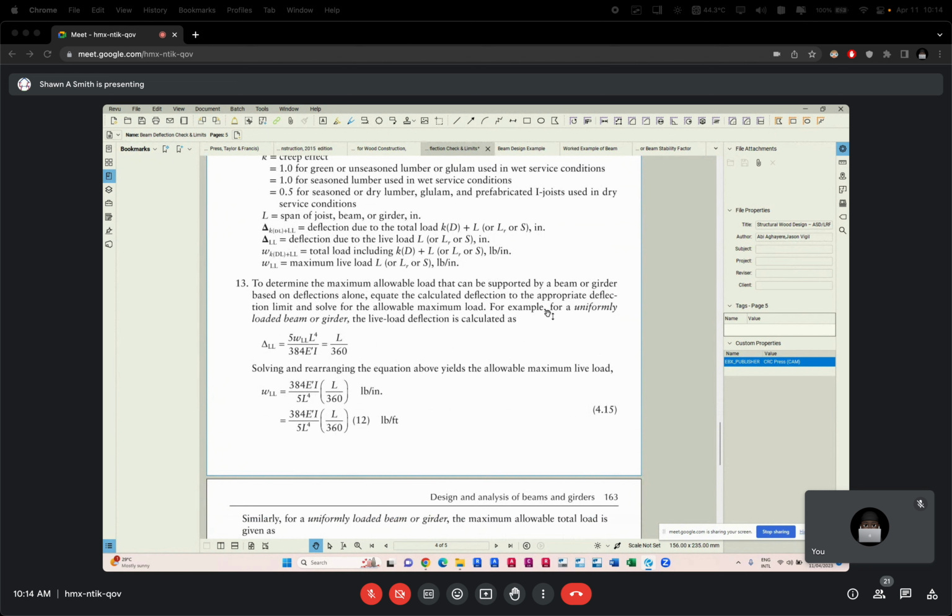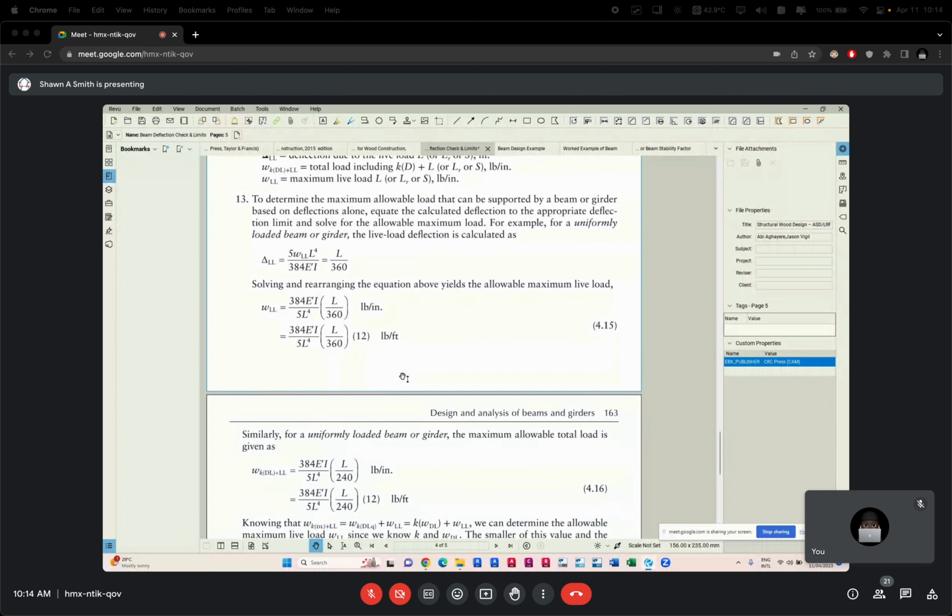So we can actually use deflection. We can actually have a beam geometry already: the length of a beam, the size of a beam, and we can use the deflection criteria to calculate the maximum load it can carry. That's really the reverse of getting a beam with a load and checking its deflection.